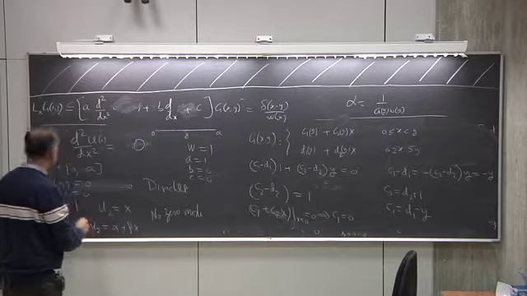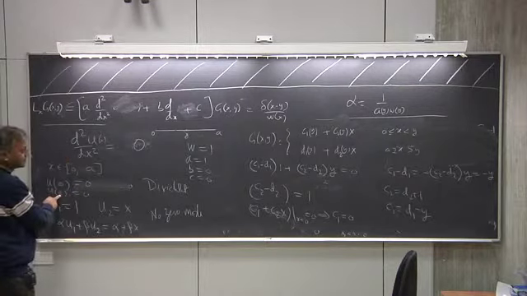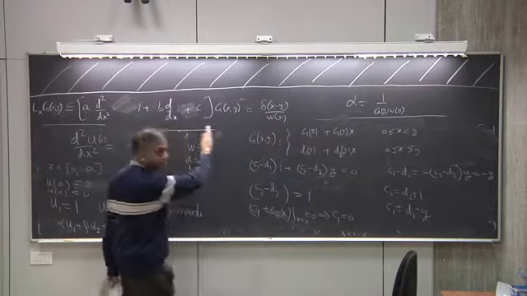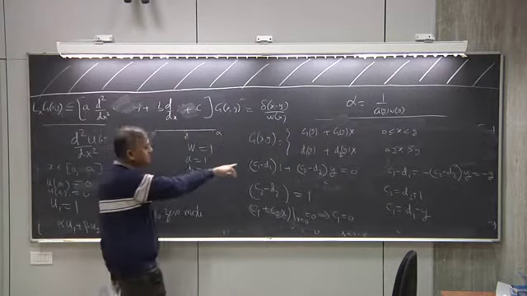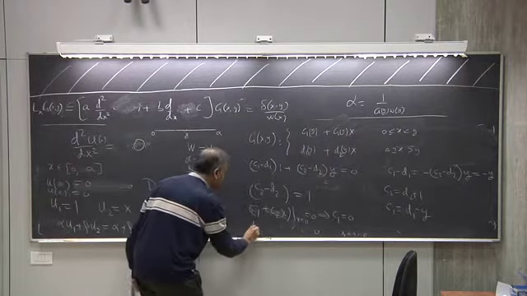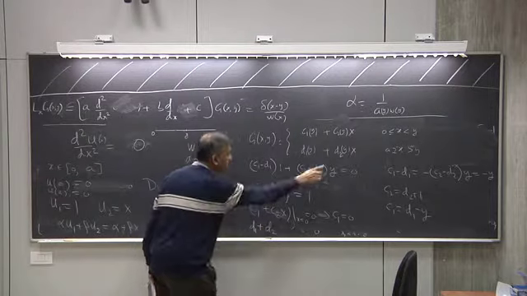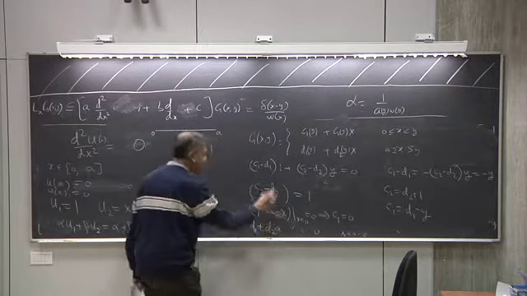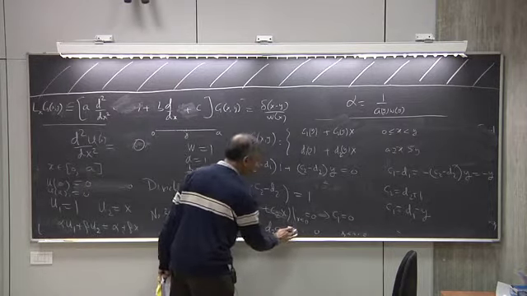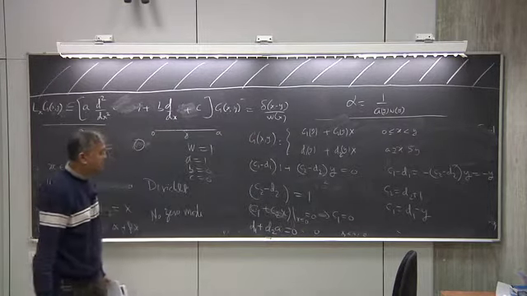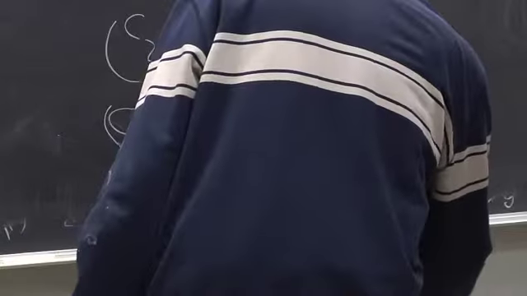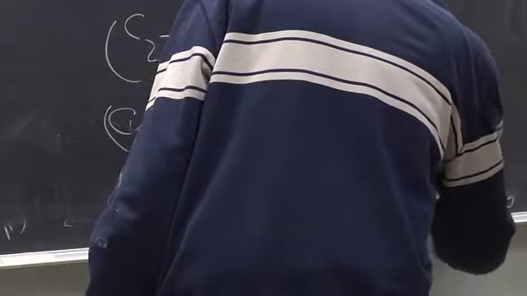And the second boundary condition is at x equal to a, but x equal to a is in this region, in that part. So you get d1 plus d2 times x, with x equal to a, the upper boundary. That should be equal to 0 again. So that means d1 is equal to minus d2 a.